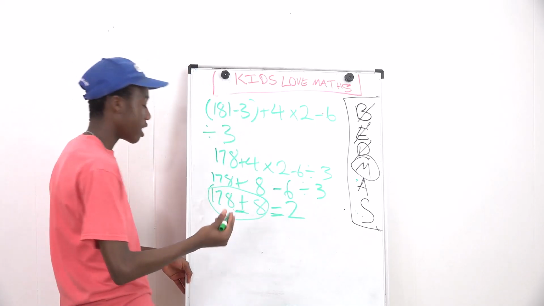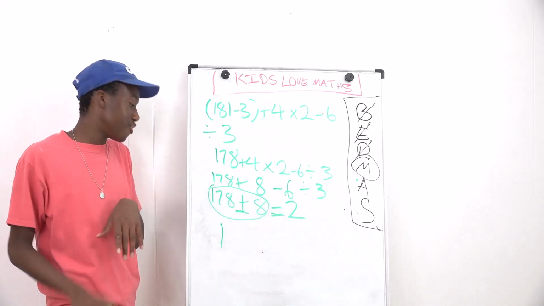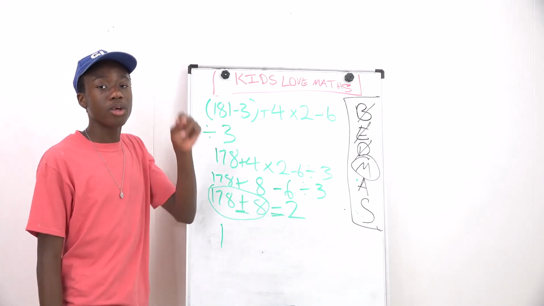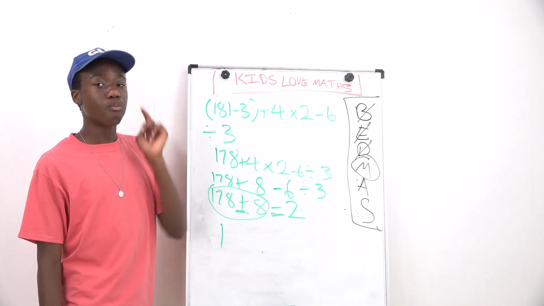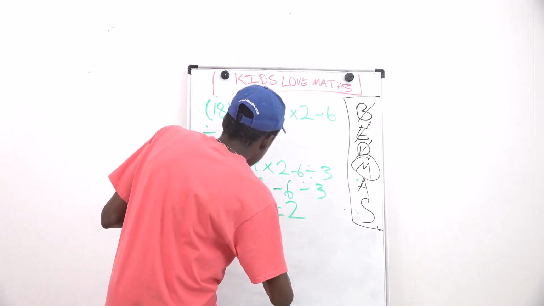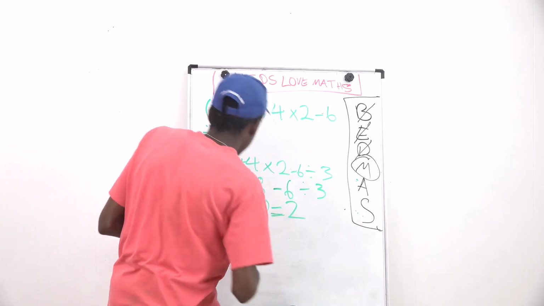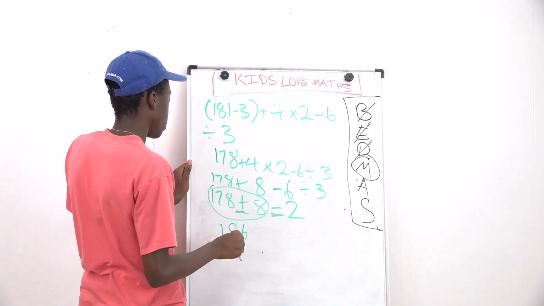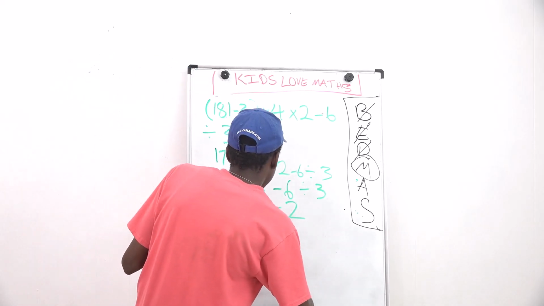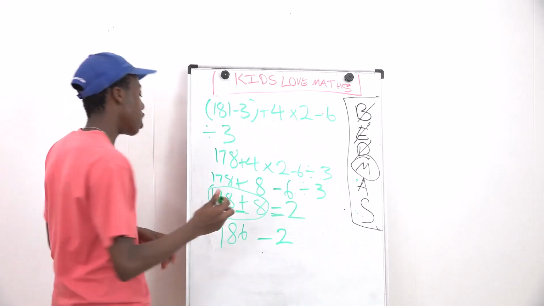So we're going to do this part. 178 plus 8 is equal to, you have 5 seconds to figure it out, or pause the video if you like. 5, 4, 3, 2, 1. The answer is 186, I think. Let me just double check. Yep, answer is 186. Now we're going to put subtract 2. 186 subtract 2 is equal to 184.